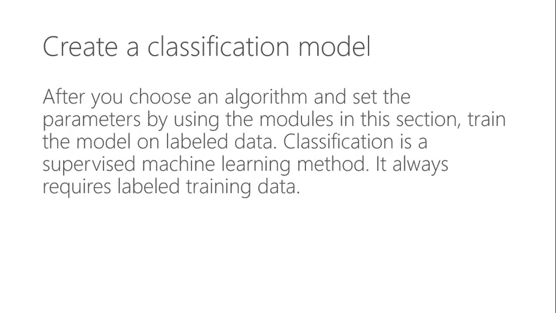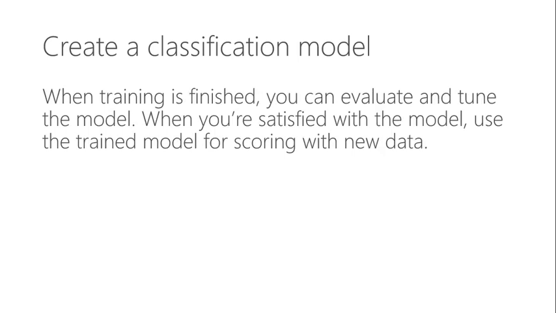After you choose an algorithm and set the parameters by using the modules in this session, train the model on labeled data. Classification is a supervised machine learning method. It requires labeled training data. When the training is finished, you can evaluate and tune the model. When you are satisfied with the model, use the trained model for scoring with new data.